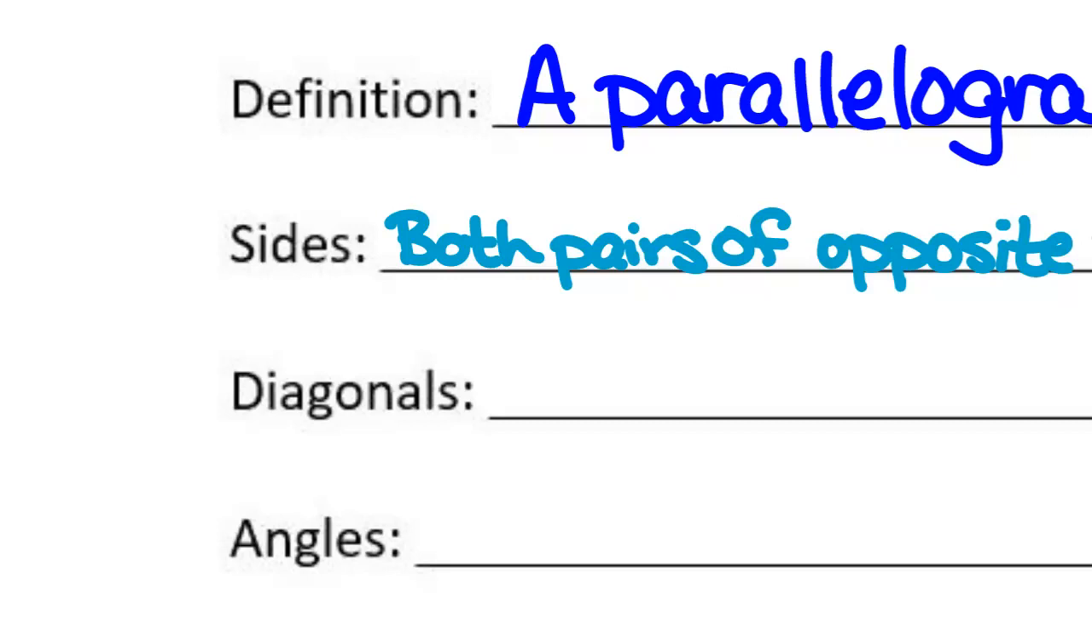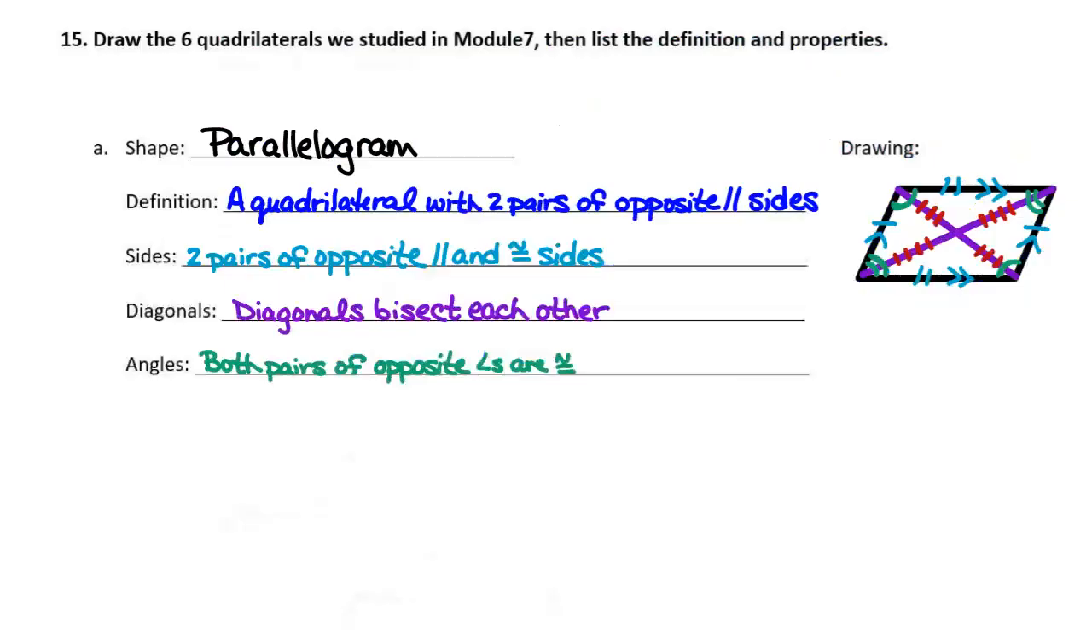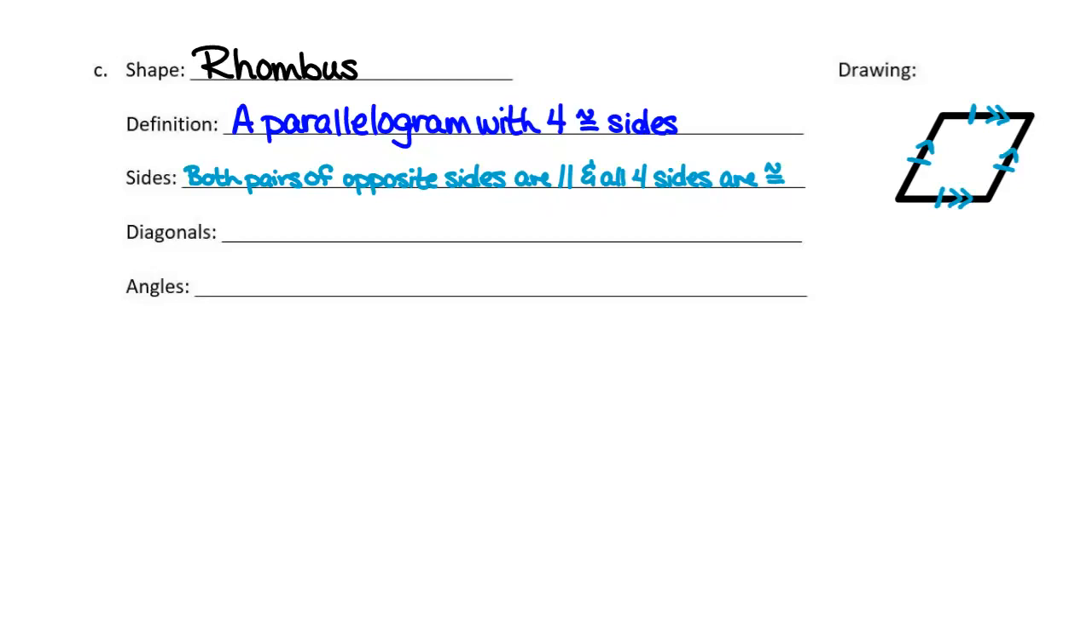A parallelogram should be longer one way than the other, whereas a rhombus looks more like a squished square, where all 4 sides are congruent to each other.